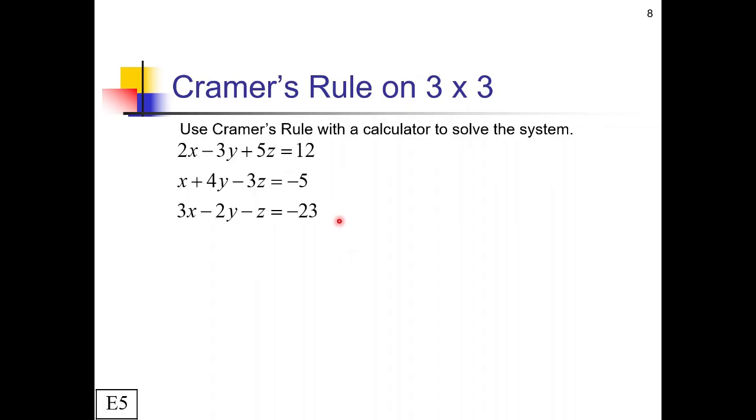So with that in mind, we're going to go ahead and try this one out here. So we're going to apply the same logic we did with the 2 by 2 system. We're going to create a coefficient matrix, and then you're going to create a matrix for each of the 3 variables. So you're going to have 4 matrices total that you're finding determinants of. And again, with each of the variable matrices, you're just replacing that variable's column with these constants here.